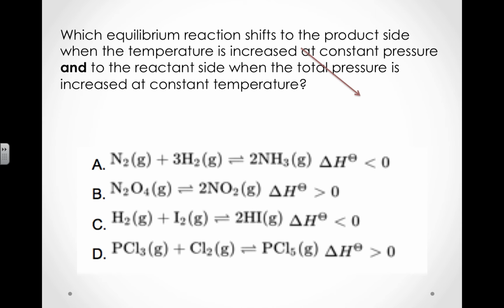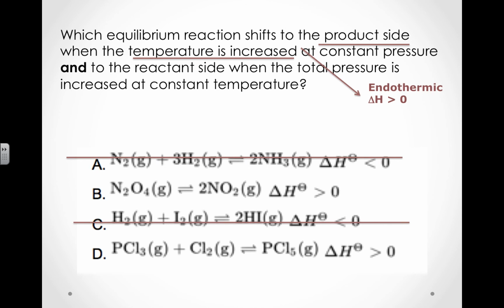Okay. Which equilibrium shifts to the product side when the temperature is increased at constant pressure and to the reactant side when the total pressure is increased at constant temperature? Okay, so we have two different things that we've got to deal with here. Let's just deal with the first one. We're looking for something that will shift towards the product side when the temperature is increased. So if it shifts towards the product, it shifts towards the right when we add in heat. That means that this reaction must be endothermic, where delta H is positive. It's greater than 0. So I'm going to cross out my ones where delta H is negative.